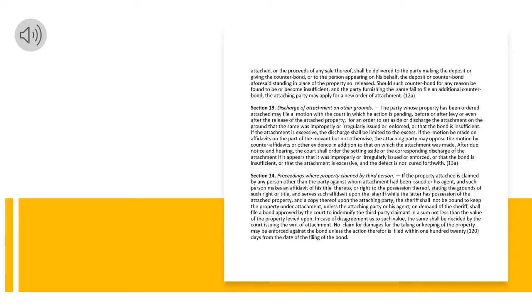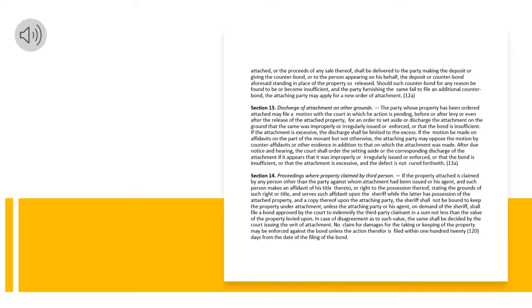Section 14. Proceedings where property claimed by third person. If the property attached is claimed by any person other than the party against whom attachment had been issued or his agent, and such person makes an affidavit of his title thereto, or right to the possession thereof, stating the grounds of such right or title, and serves such affidavit upon the sheriff while the latter has possession of the attached property, and a copy thereof upon the attaching party, the sheriff shall not be bound to keep the property under attachment, unless the attaching party or his agent, on demand of the sheriff, shall file a bond approved by the court to indemnify the third-party claimant in a sum not less than the value of the property levied upon.